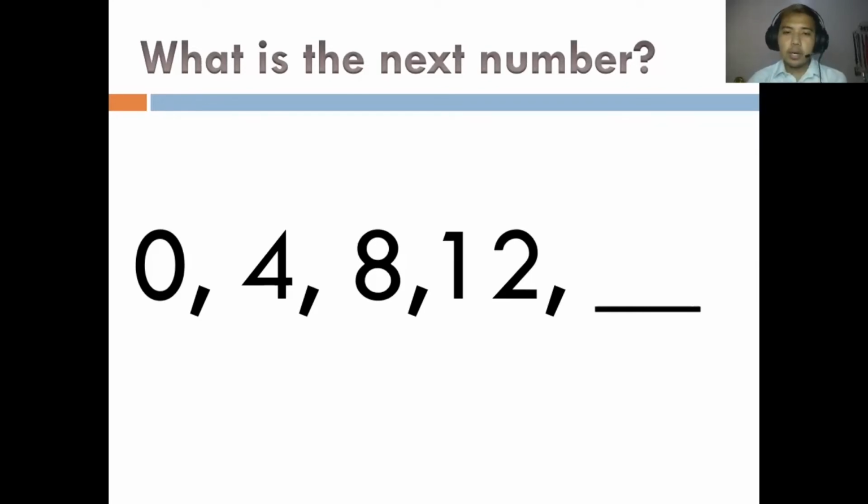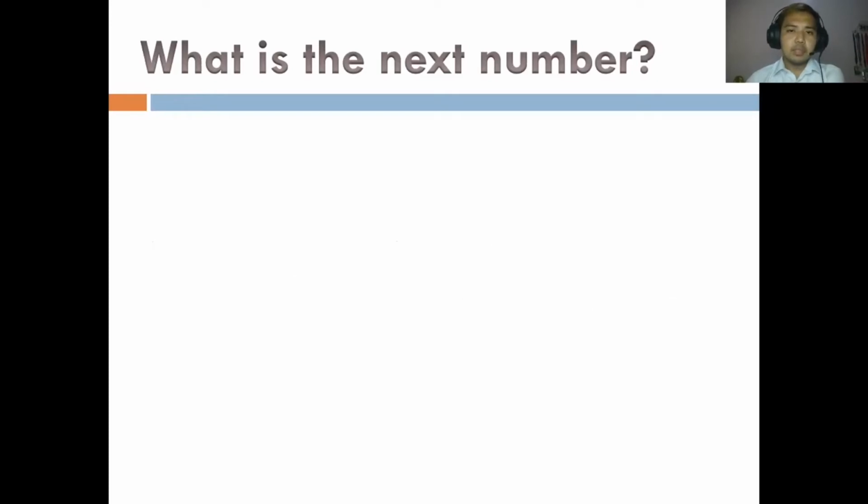So you understand that their pattern is plus 4. To get the next one after 12, you add 4. 12, 13, 14, 15, 16. So therefore, what follows is 16. So 0, 4, 8, 12, 16. So the next number there is 16. Okay? Next, we'll have this one.